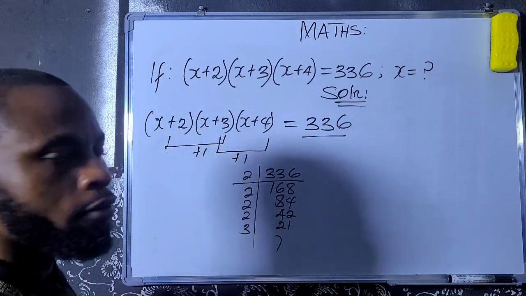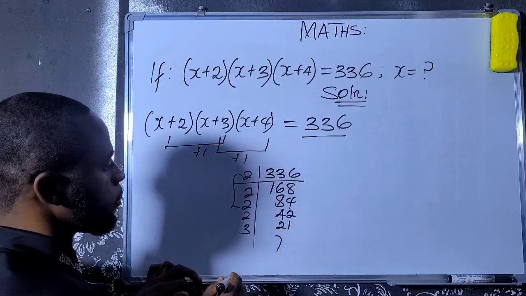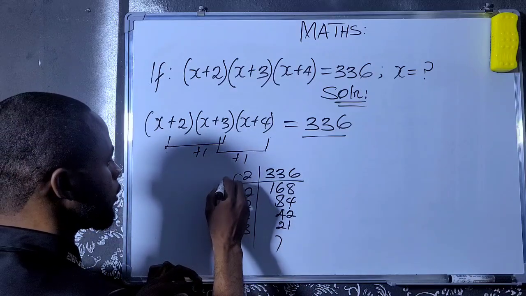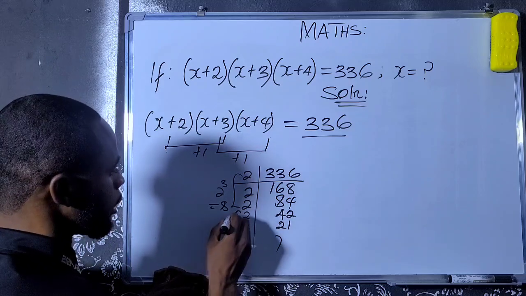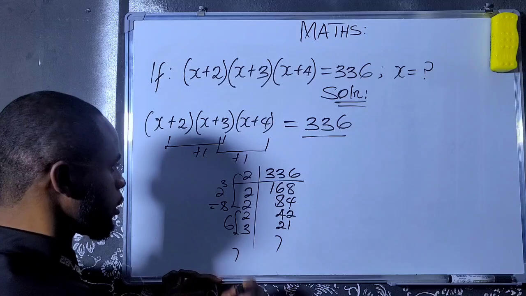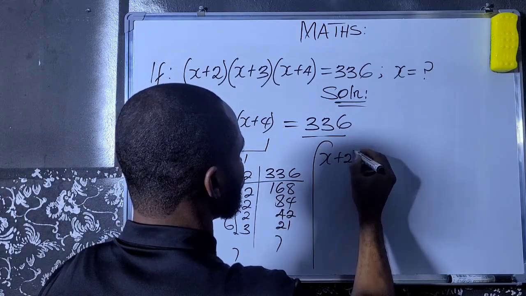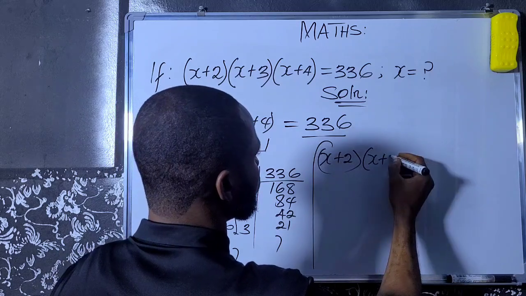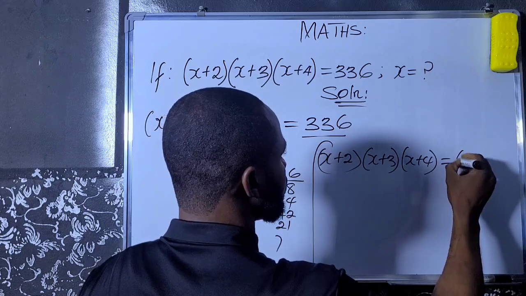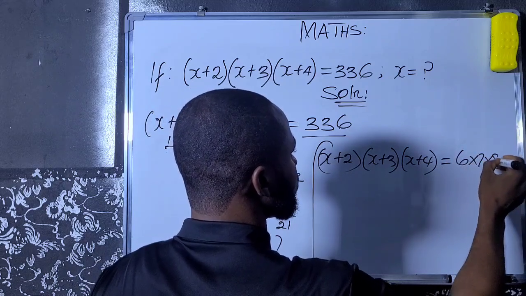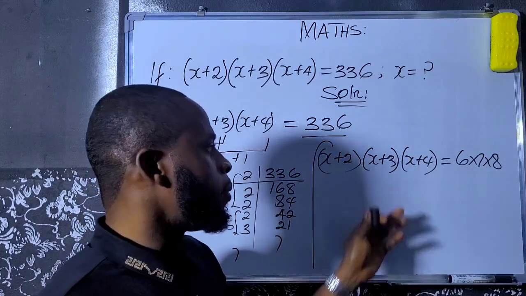Then let's combine this into its prime factors. We have 2 to the power of 3 here, that gives us 8. Then again, we have 2 times 3 here, that gives us 6, and we have 7. This implies that x plus 2 into x plus 3 into x plus 4 equals 6 multiplied by 7 multiplied by 8.